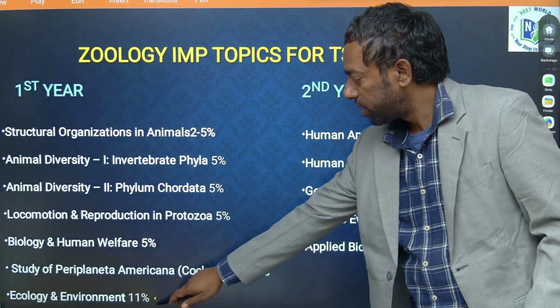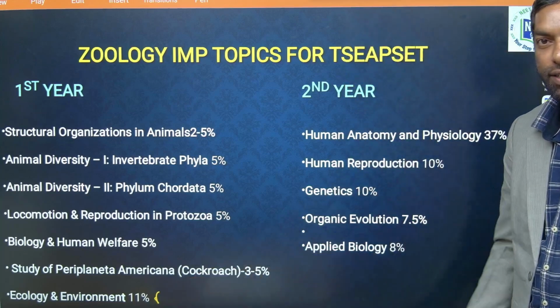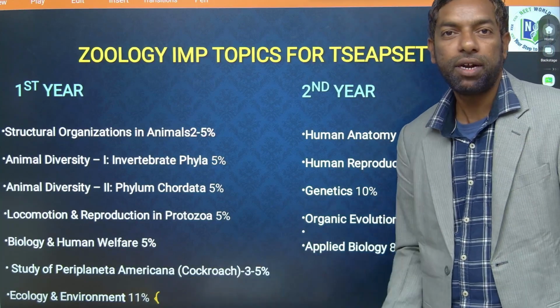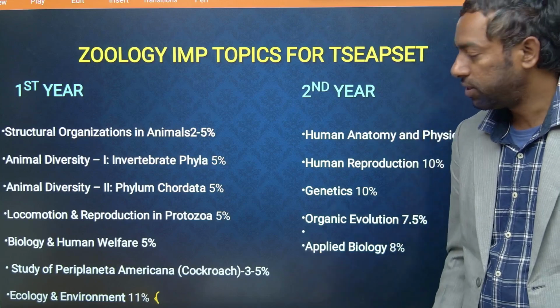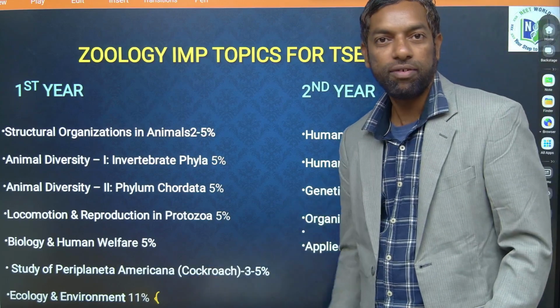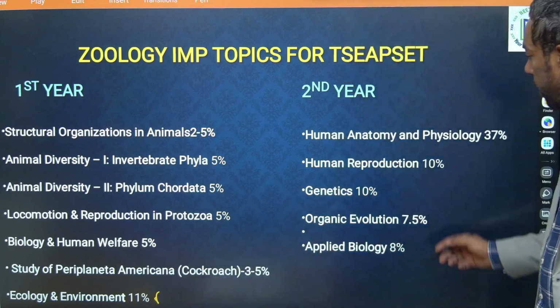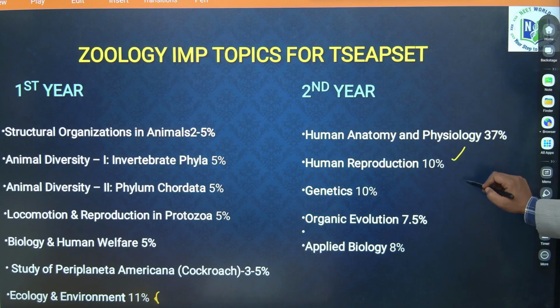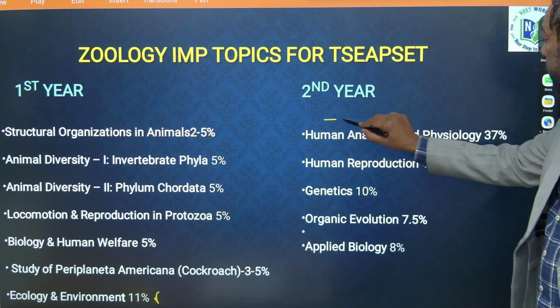Ecology here is 11%. See how much it is weighted, and as well it is a dry subject, and it is a little bit confusing while selecting the options. So look into this high productive topic, and as well here, like human reproduction 10%. This is 37%, guys.